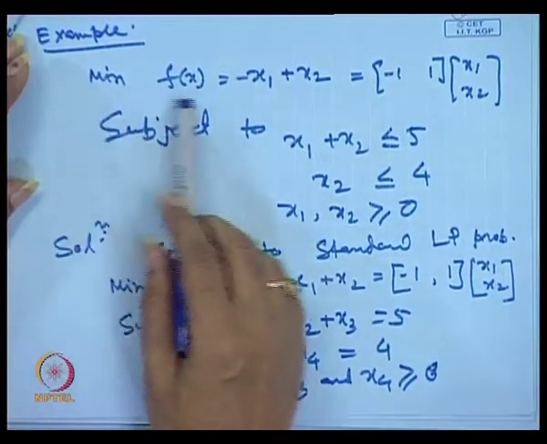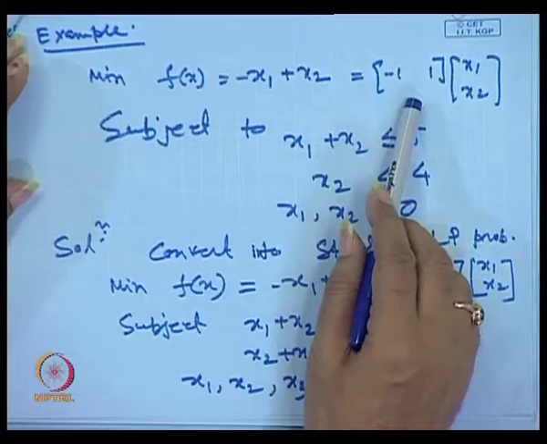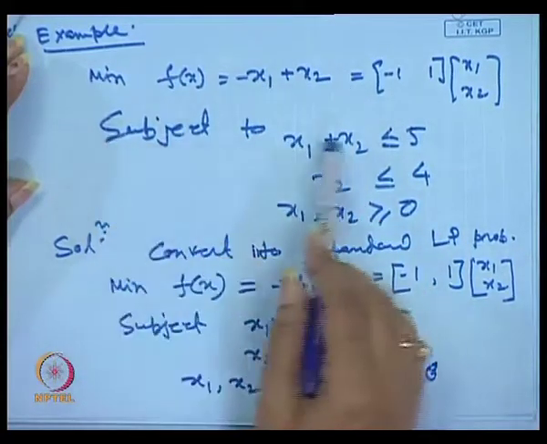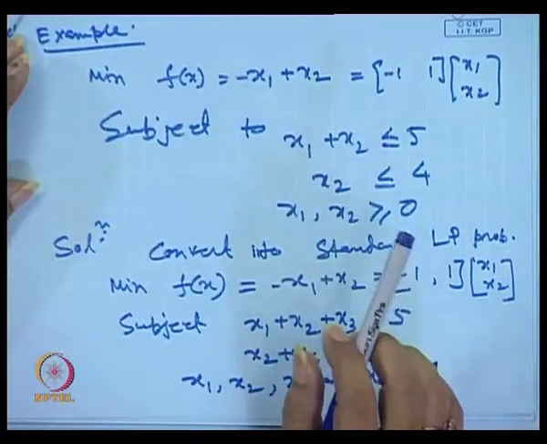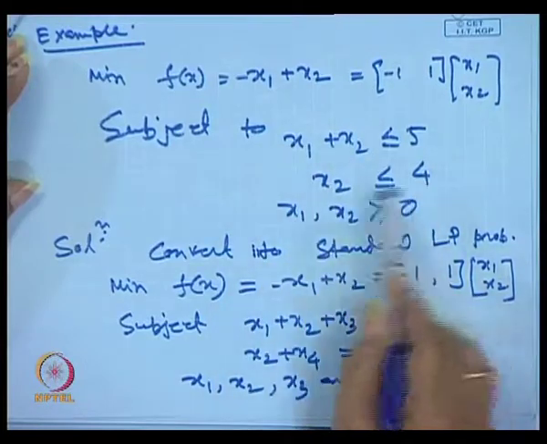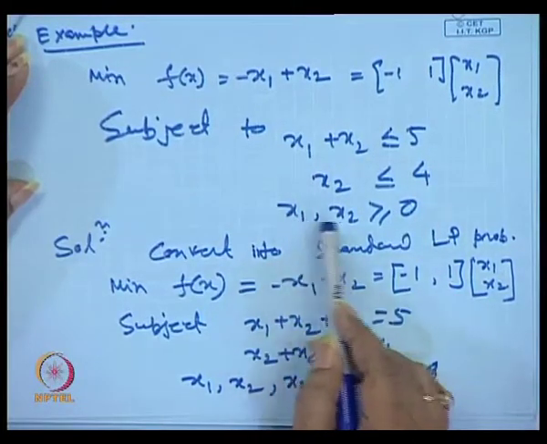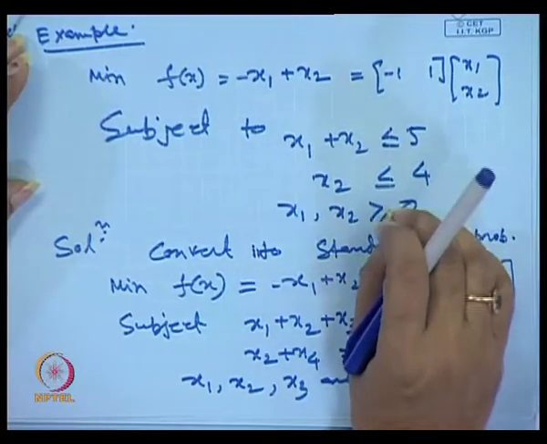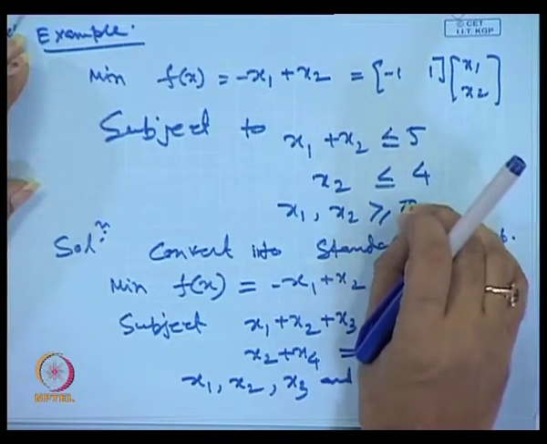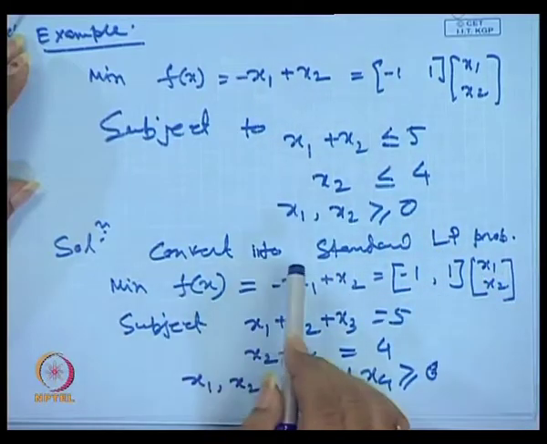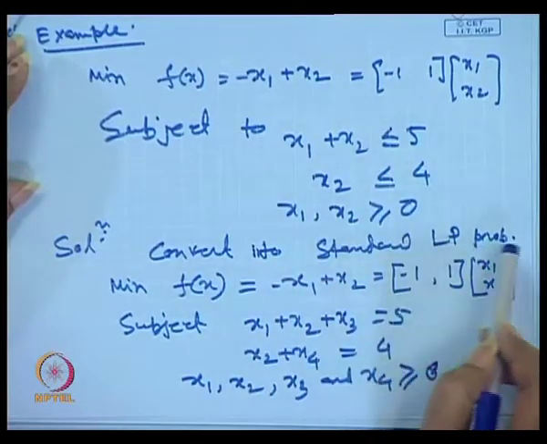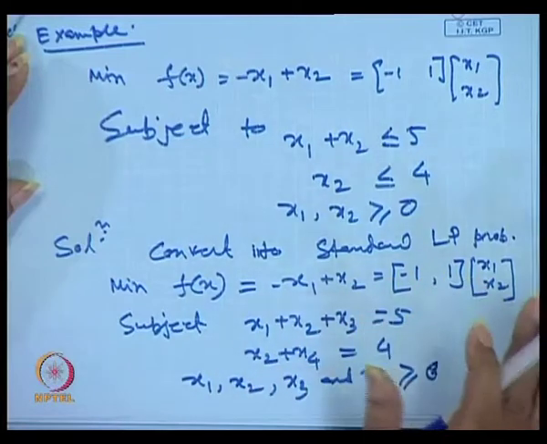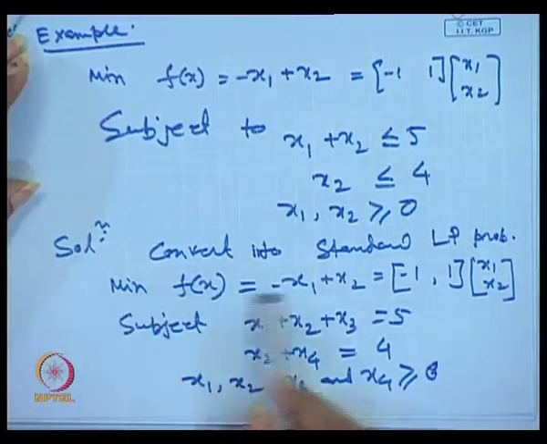So, this is the function we have been given, which is a linear function subject to some linear constraints. This is the constant, this is the constant, and x1 and x2 are greater than or equal to 0. If you want to solve this problem by using the interior point method, the first step is to convert this LP problem into a standard LP problem. What is the standard LP problem?